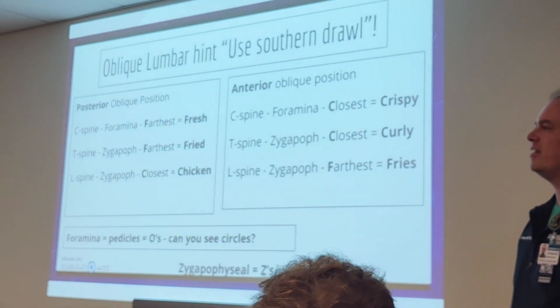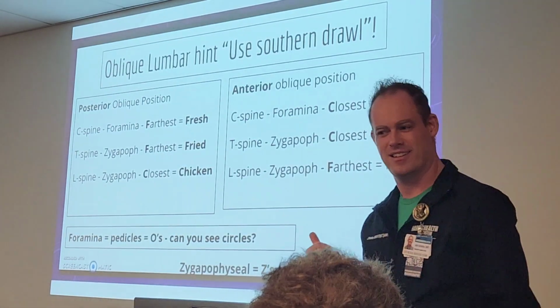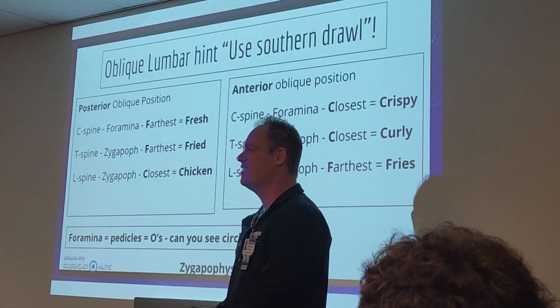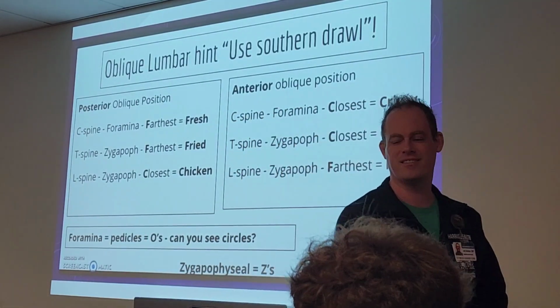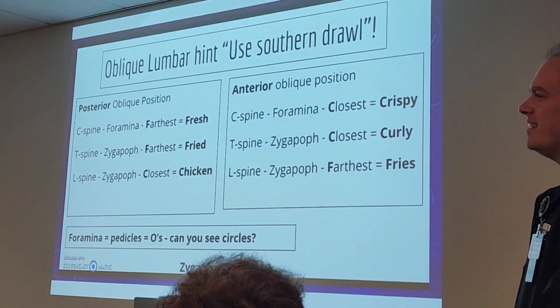So I thought this was kind of cute. The oblique lumbar hint. Use the southern drawl. You know, fresh fried chicken, crispy curly fries. You gotta say it like you mean it, say it true Texan. I don't know if I did the Texan accent right. I'm not from Texas, but you can assume I did.